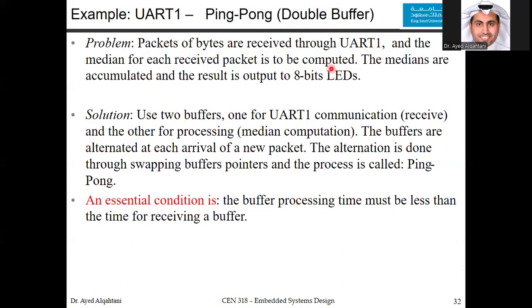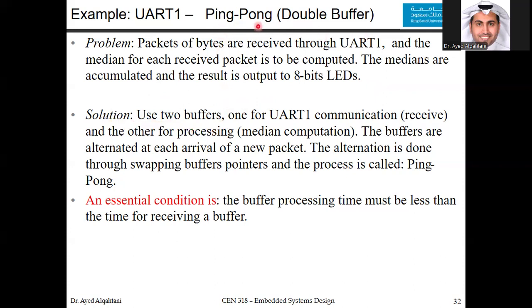Let's say if you have three values, let's say 1, 6, and 18. So the median value is the value in the middle after you sort them, which is 6. The medians are accumulated and the result is output into 8-bit LEDs. So you need to calculate the median once you have certain values. You get this median and accumulatively you sum up the medians over and over as long as you are receiving more packets.